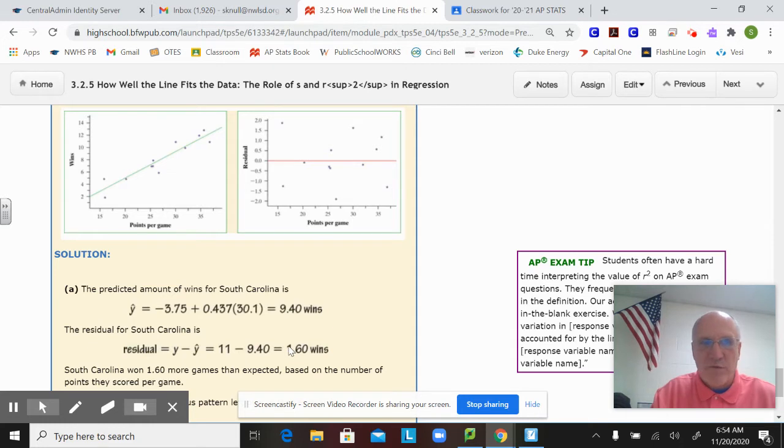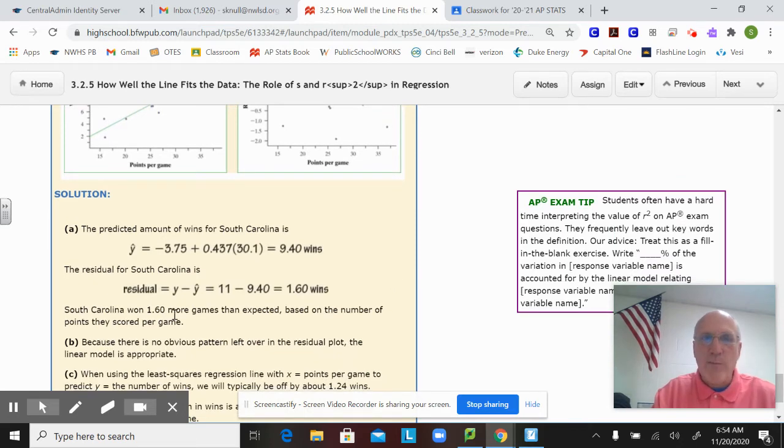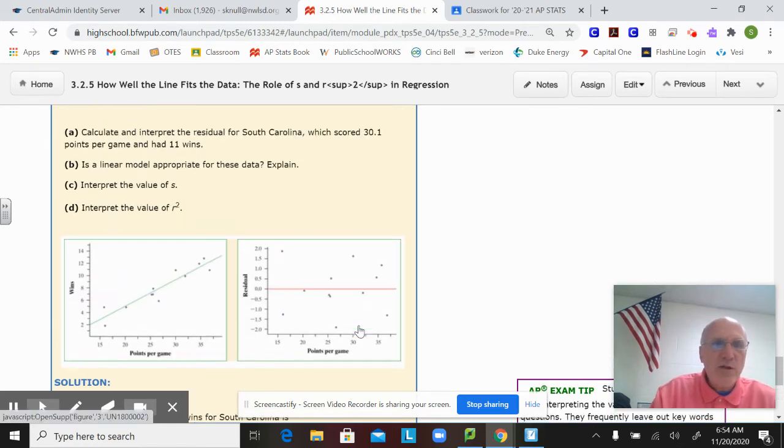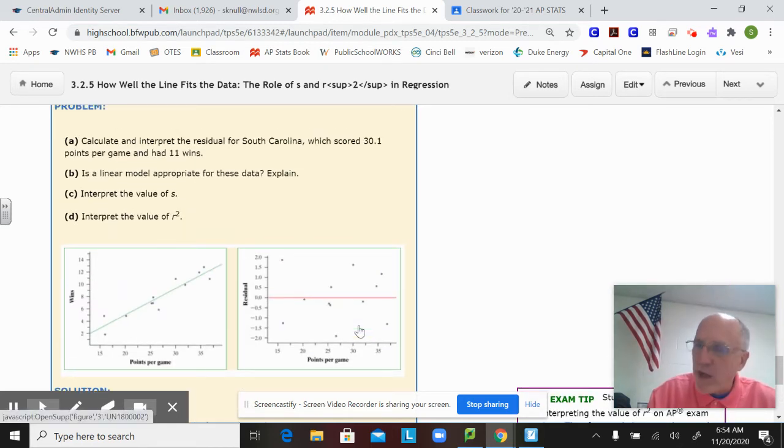So there's the residual for South Carolina, 1.6 wins. And there's the interpretation. South Carolina won 1.6 more games than expected based on the number of points. Question B says, is the linear model appropriate?